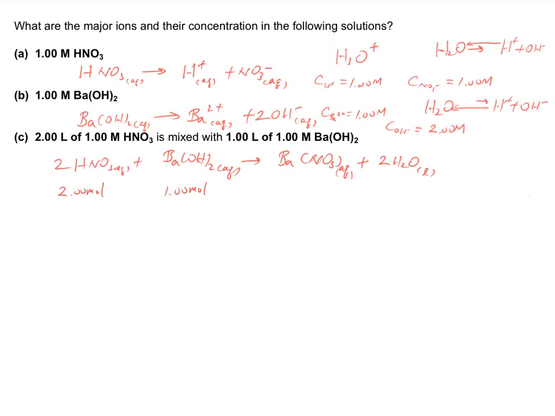So let's use an initial, change, and final table. And keep in mind, this is in a water solution. We have a lot of water, so we don't think too much about the water as a product. It turned out there's no limiting reagent here. They reacted completely. So all 2 mole of nitric acid reacted, all the barium hydroxide reacted, and we have 1.00 mole of barium nitrate produced.